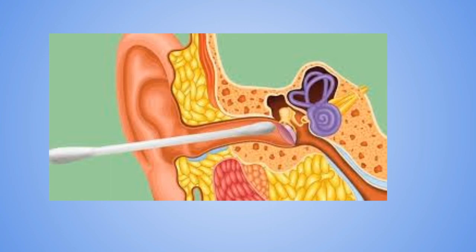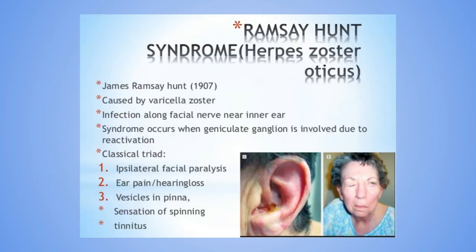Now next is about the Ramsay Hunt syndrome. What happens here? Involvement of the ear in herpes zoster of the geniculate ganglion depends on the connection between the auricular branch of the vagus nerve and the facial nerve within the petrous temporal bone. Here we can see a classical triad: ipsilateral facial paralysis, ear pain or hearing loss, and vesicles in the pinna.